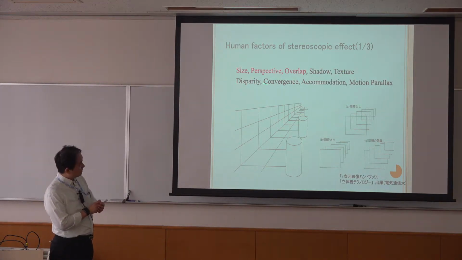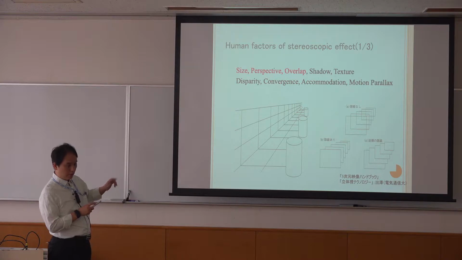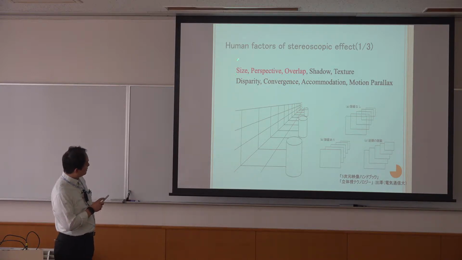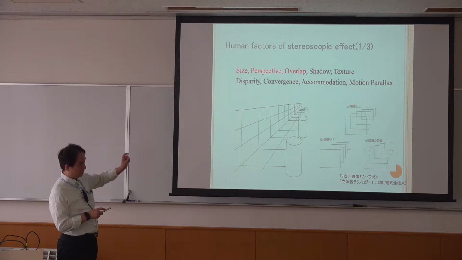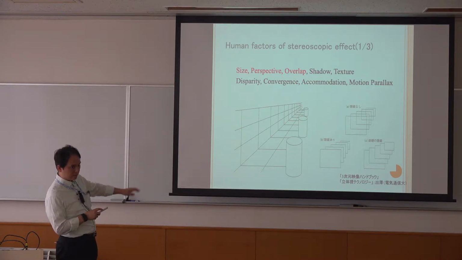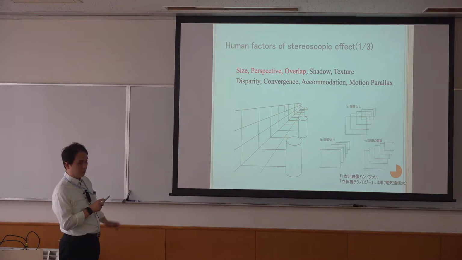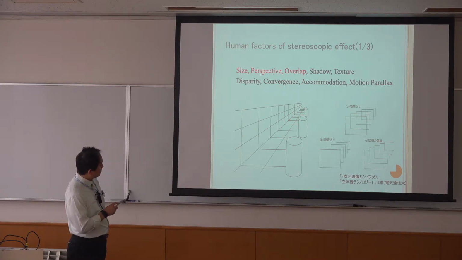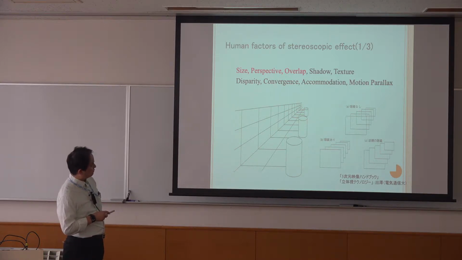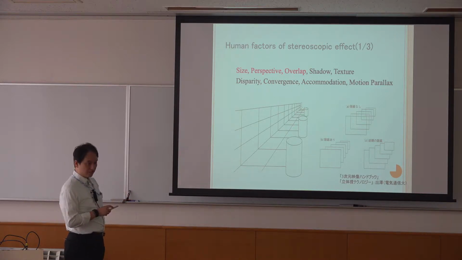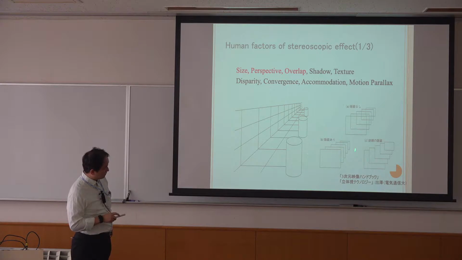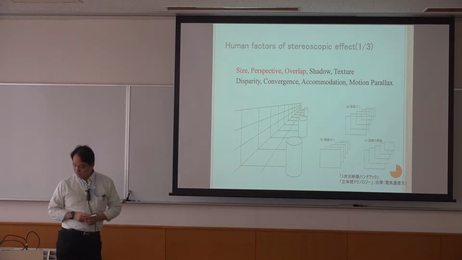So these are the 3D perception factors. This is called cues of 3D perception. The first one is the size. If this is a big object, and if the object is far away, it should be very small. This is size, the first factor or first cue. And the second is perspective. This is a picture or drawing based on perspective projection. And overlap, like this. And the next is shadow.